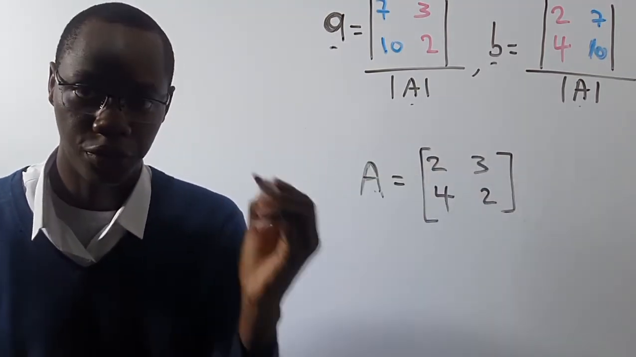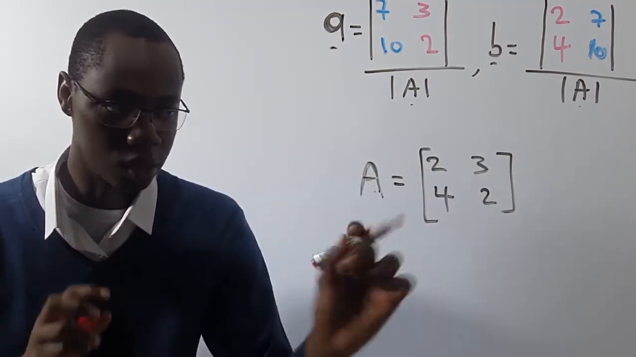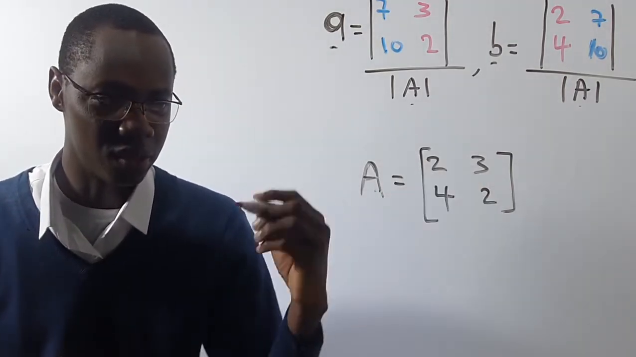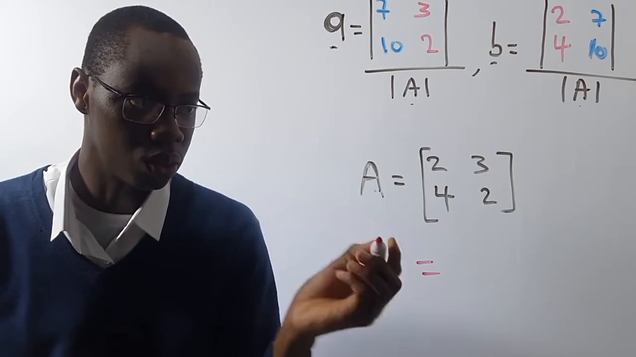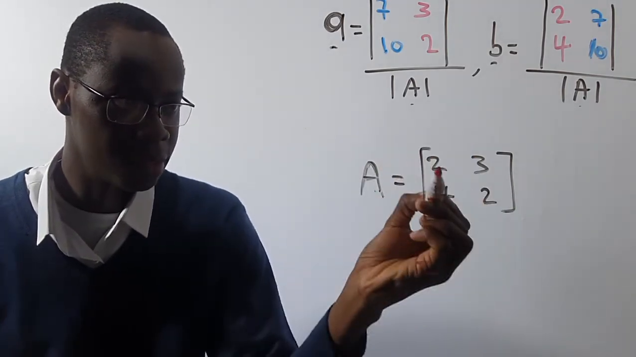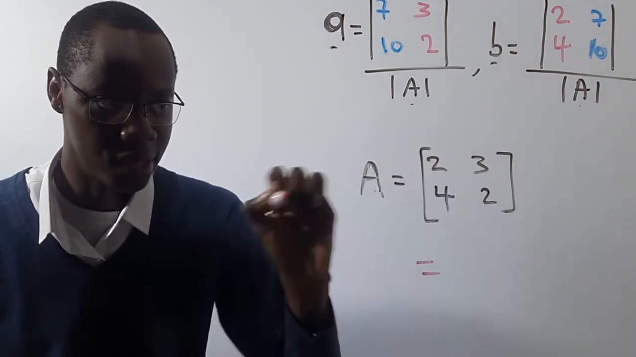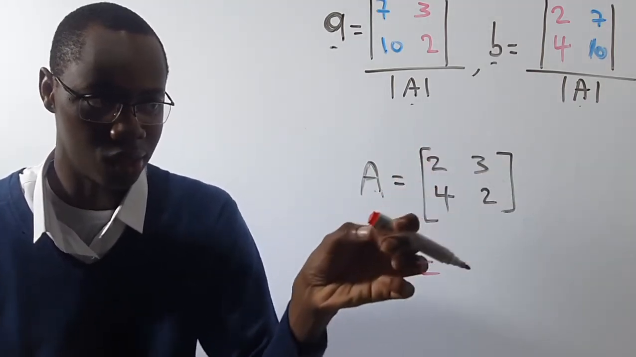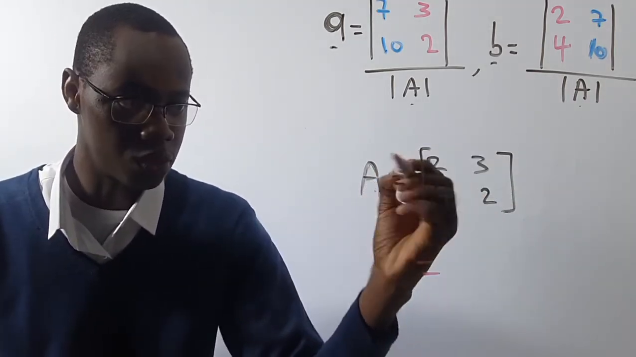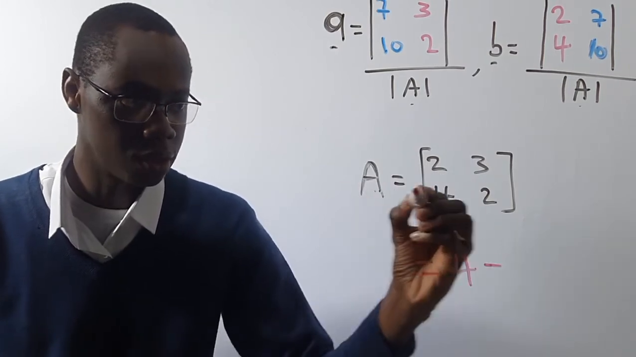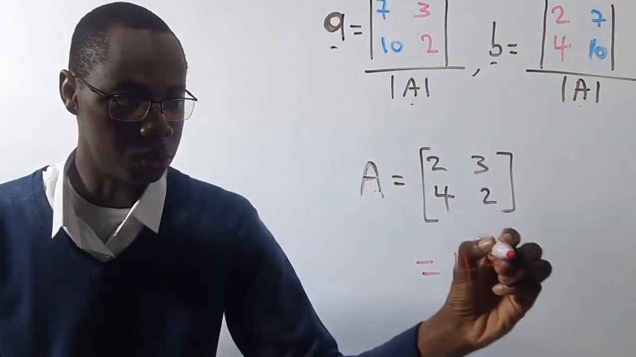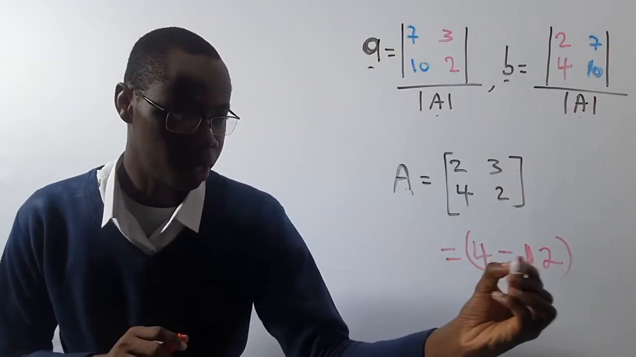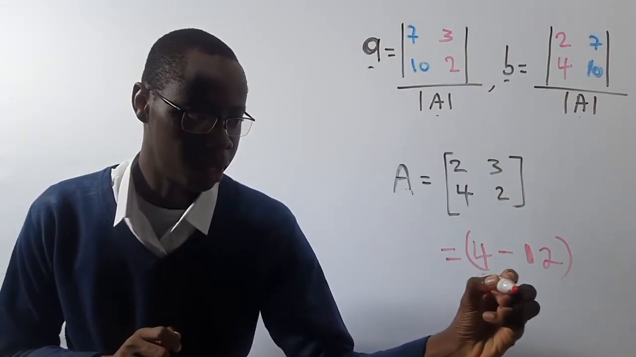To find the determinant, we use the easy method, because we don't need to go through the whole cofactor method. This will be equal to: multiply this by this, and subtract from it the multiplication of the other diagonal. That is 2 times 2 minus 4 times 3, which is 4 minus 12. So the determinant is minus 8.